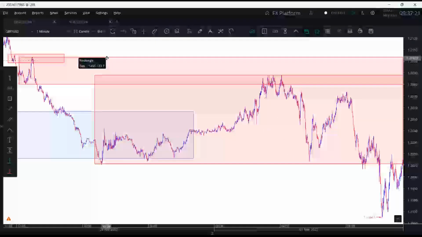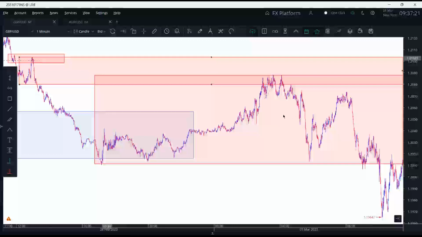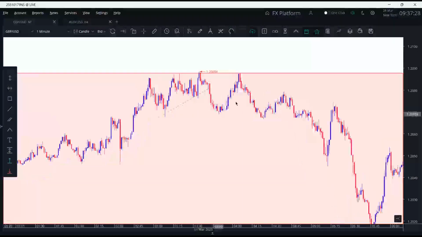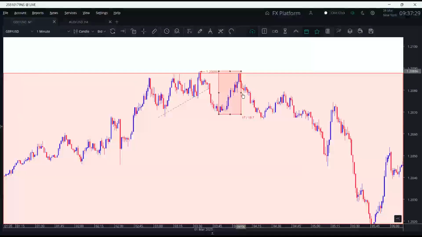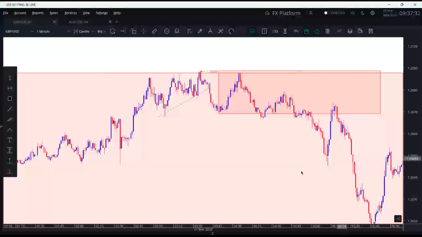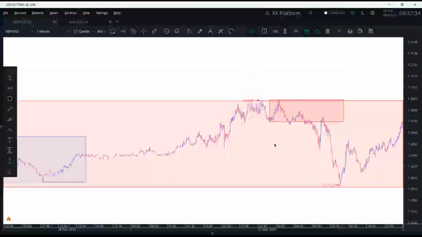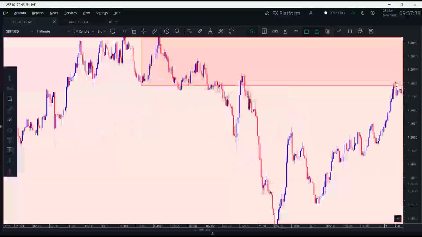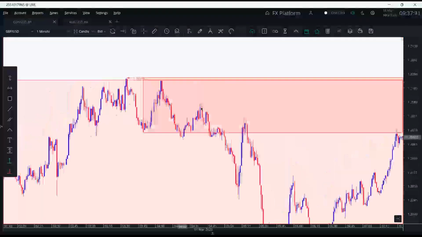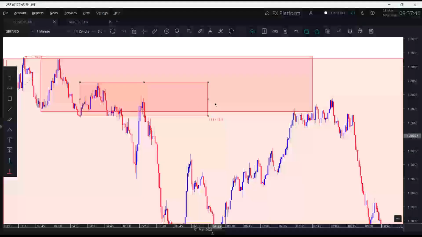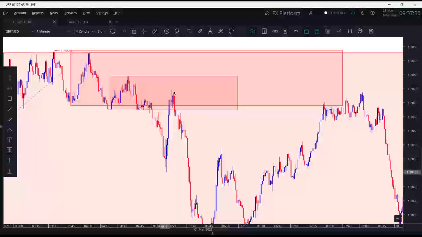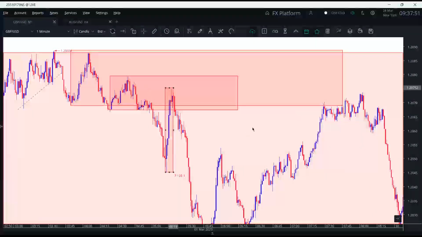Let me delete the previous one, because here again we have a CP. Right here we have a CP, and this is the pre-CP, right here. And you see that again the CP here consumes the orders right here. And now let me see, again this leg consumes the orders of the previous one.